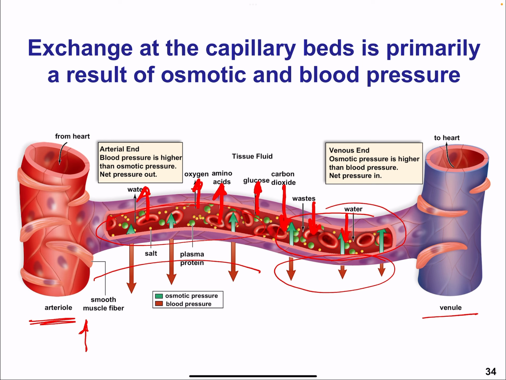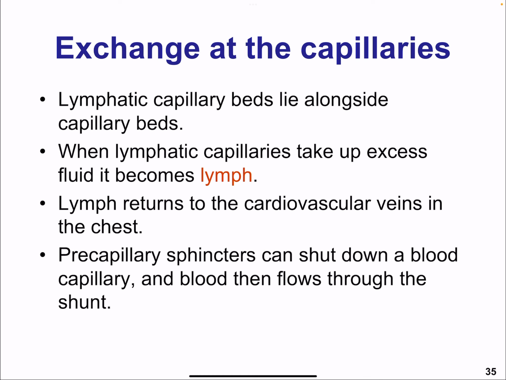So this is how we are going to see some exchange of material in the capillary bed, very much based on the osmotic pressure and the blood pressure. On the arterial end, osmotic pressure is low, blood pressure is high, which allows nutrients to come in, while on the venule end, osmotic pressure is high, blood pressure is low, which allows waste to come in at the venule end. All right? Very important to remember.